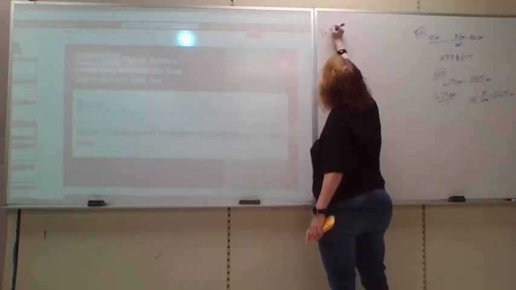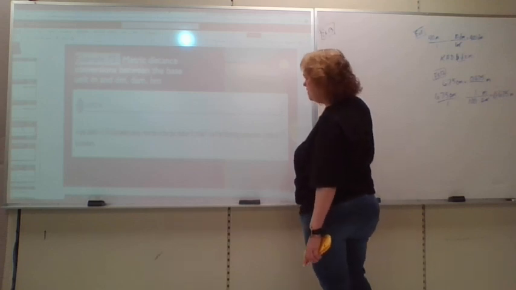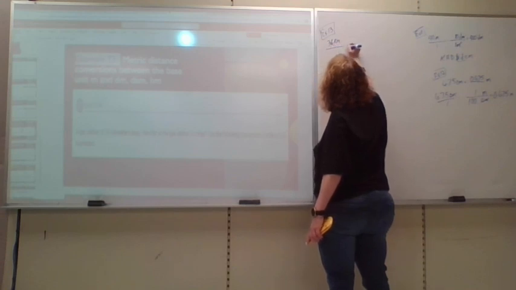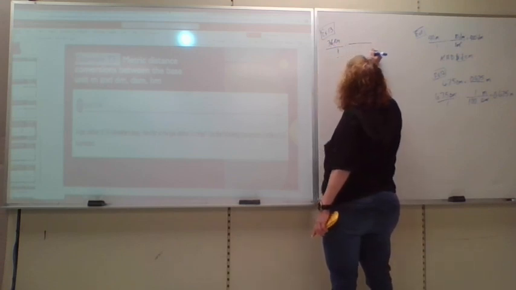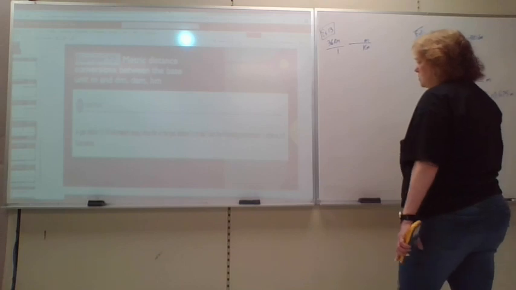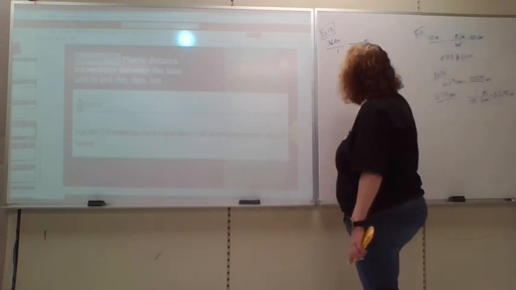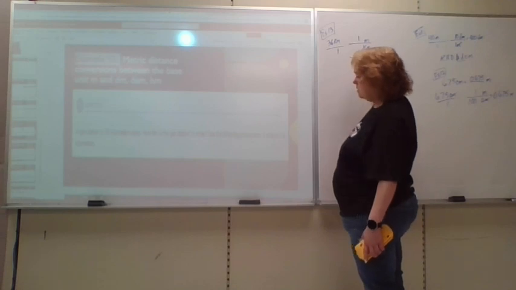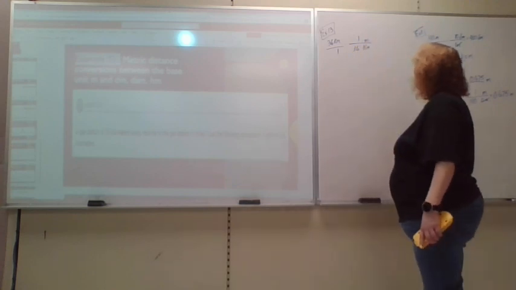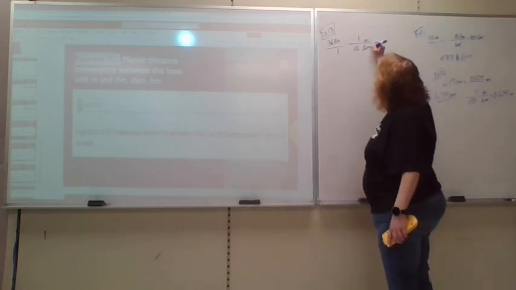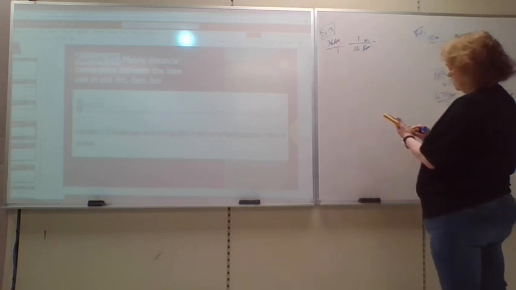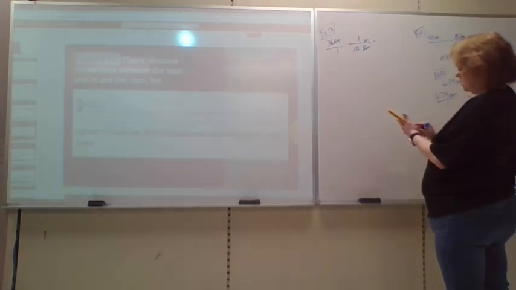Example 13. So we have 36 over 1. And I need kilometers here and I need miles here, because we want to end up with miles. So it says 1 mile is 1.6 kilometers. So we're going to mark out kilometers, and I get 36 divided by 1.6.